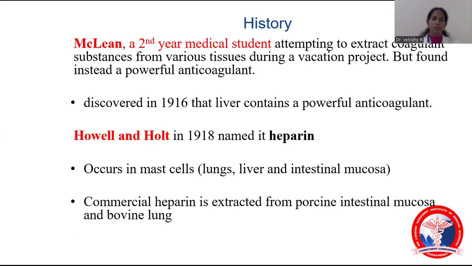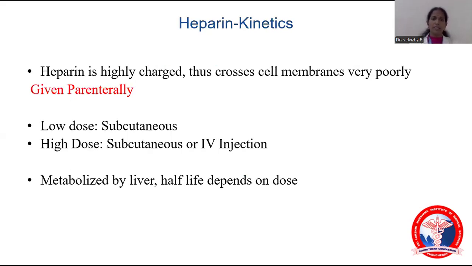So we'll move on to the history of heparin. Heparin was discovered by a second-year medical student, and then Howell named it heparin. Heparin is mostly present in mast cells in the lungs, liver, and intestinal mucosa. Heparin is high molecular weight, as I told earlier, so it is also called high molecular weight heparin.